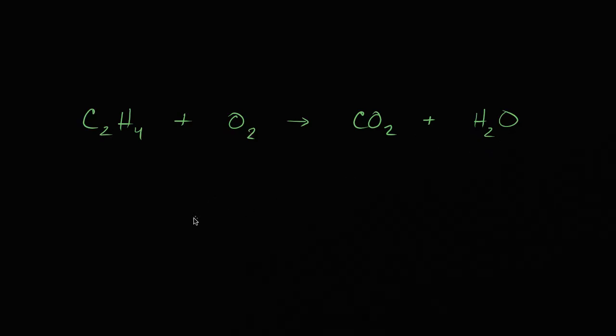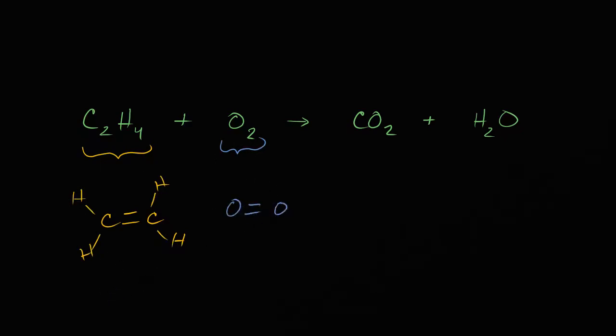And if you want to visualize it a little bit differently, let's draw each of these molecules. Ethylene looks like this: a double bond between the carbons, and then each carbon is bonded to 2 hydrogens. Notice you have 2 carbons and 4 hydrogens. Molecular oxygen, O2, looks like this: oxygen double bonded to oxygen. And then you have carbon dioxide, a carbon double bonded to 2 oxygens, one on each side. And then finally you have water.